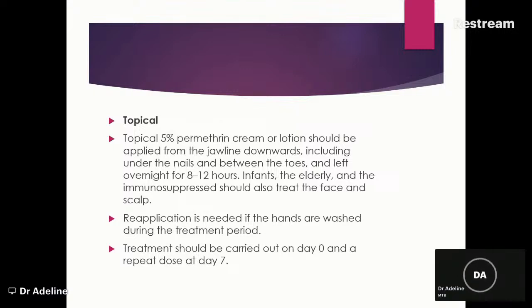In case of immunosuppressed individuals or infants, we should also treat the face and scalp. Reapplication is usually suggested if the hands are washed during the treatment period. This treatment should be carried out on day 0, and we do a repeat dose on day 7.